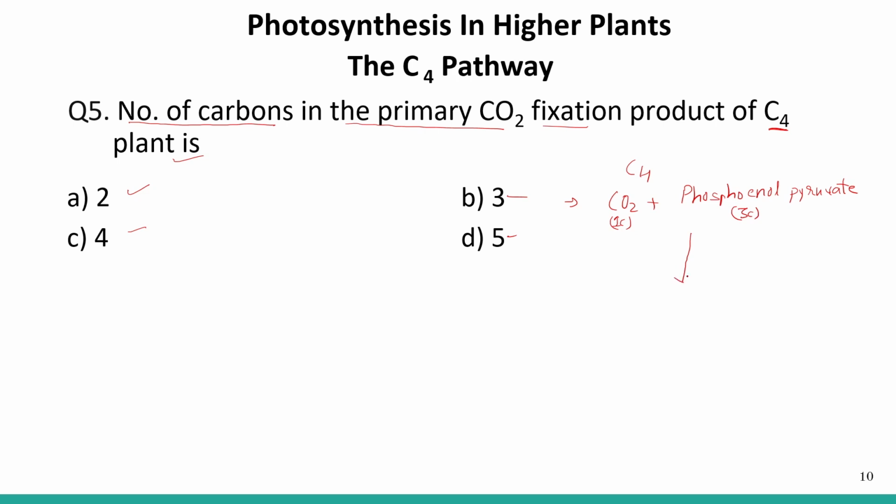So what happens in the presence of the enzyme PEP carboxylase? Okay. In the presence of the enzyme PEP carboxylase, oxaloacetic acid is produced, which is a 4-carbon compound. Alright. OAA is oxaloacetate or oxaloacetic acid. Okay. So what should be the answer here? Primary carbon dioxide fixation product they are asking. Okay. So option C is the correct answer.